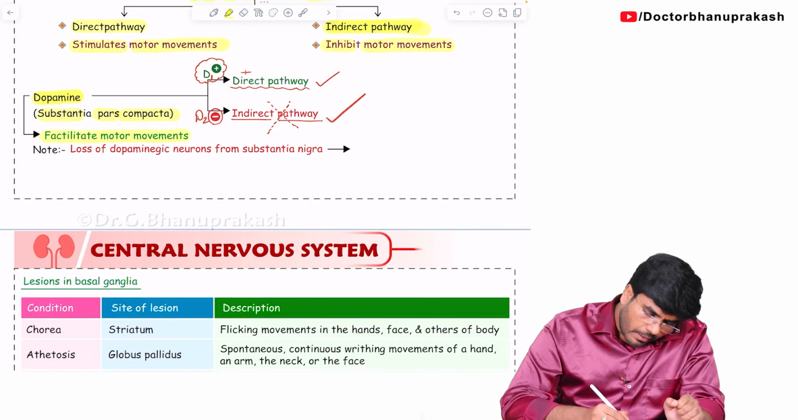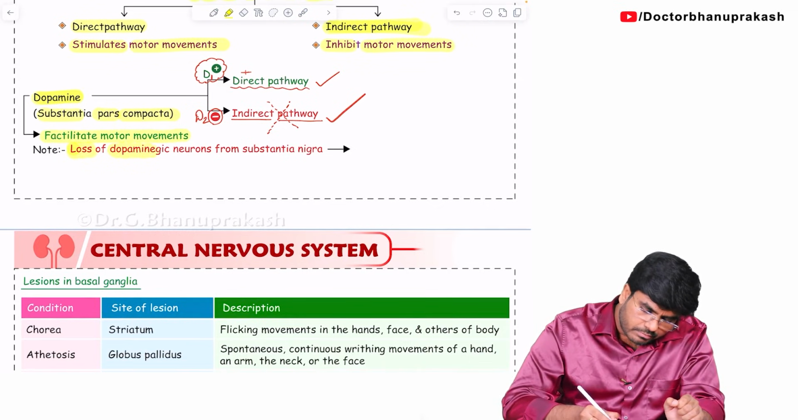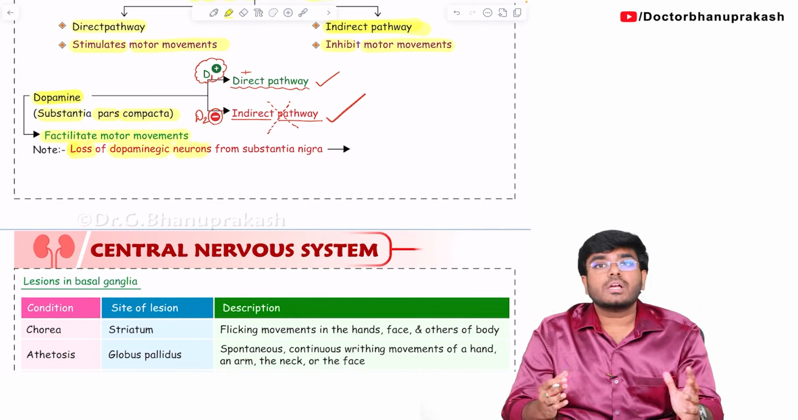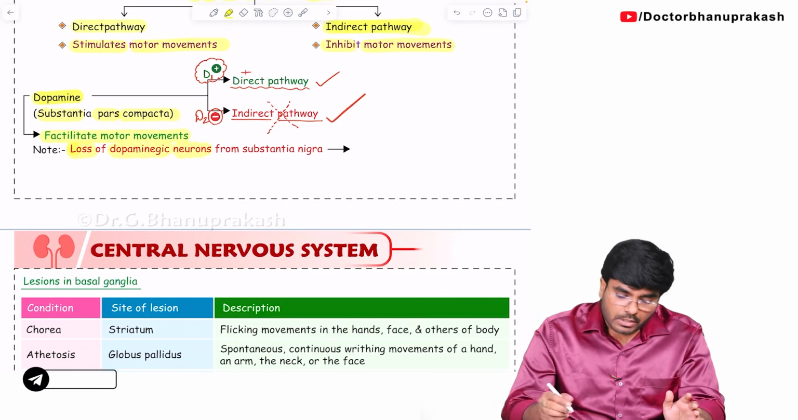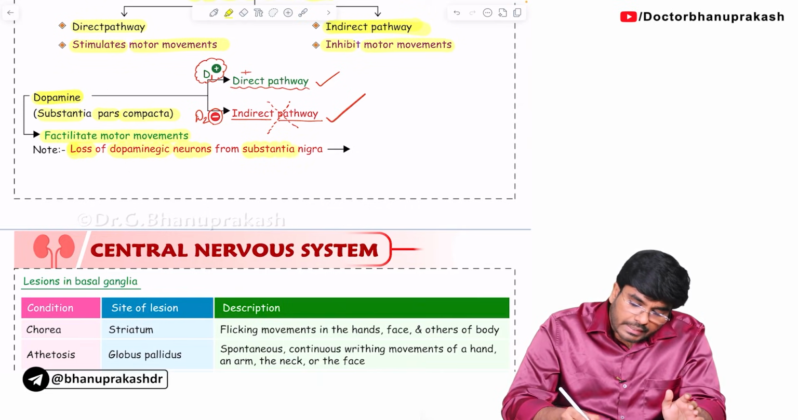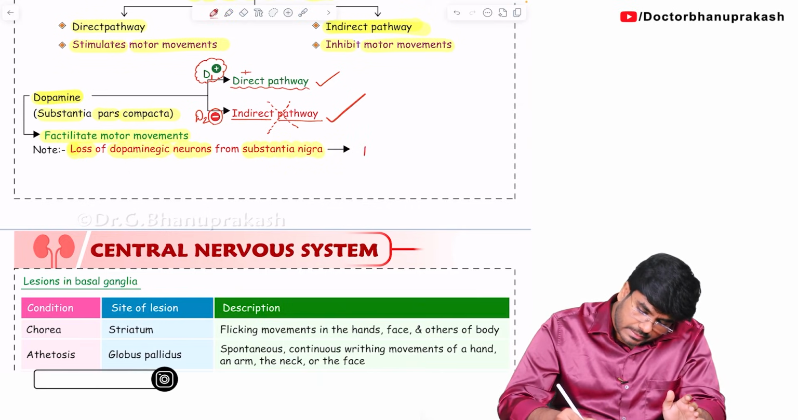Now, loss of dopamine. Imagine that such an important dopamine is lost, the dopaminergic neurons from the substantia nigra pars compacta are damaged, it's gone. That is going to cause a disease called Parkinson's.